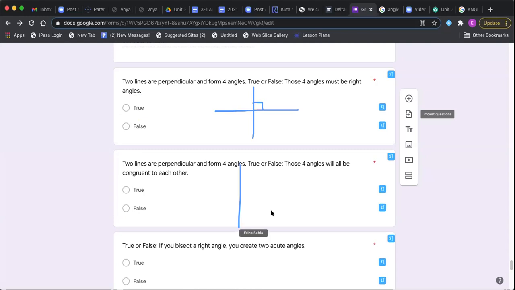So on that same thought, let's read the second one. 2 lines are perpendicular and form 4 angles. True or false? Those 4 angles will all be congruent to each other. Are all 4 of these angles equal in measure? You bet they are, because they're all 90. They're all 90. So yeah, they're all congruent. True.